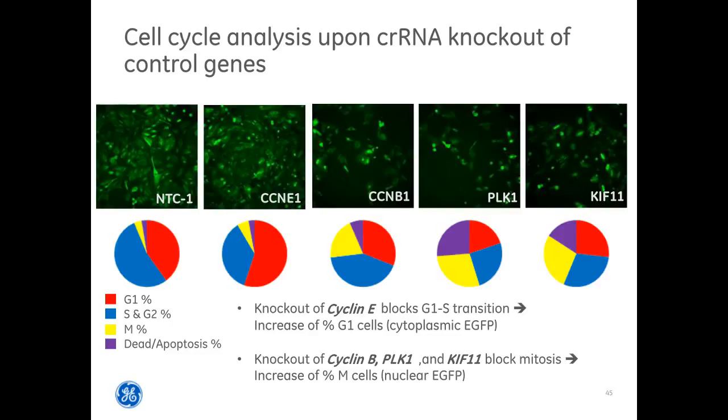And then for the next three genes, cyclin B, PLK1, and KIF11, which block mitosis, you'll see both from the pie chart as well as in the cell images that there's an increase in mitosis indicated by the nuclear EGFP. So as I indicated before, this assay is the basis for a much larger screen we're doing with our editor cell cycle CRISPR RNA library. And we'll be talking more about that as time goes on as the screen is completed.